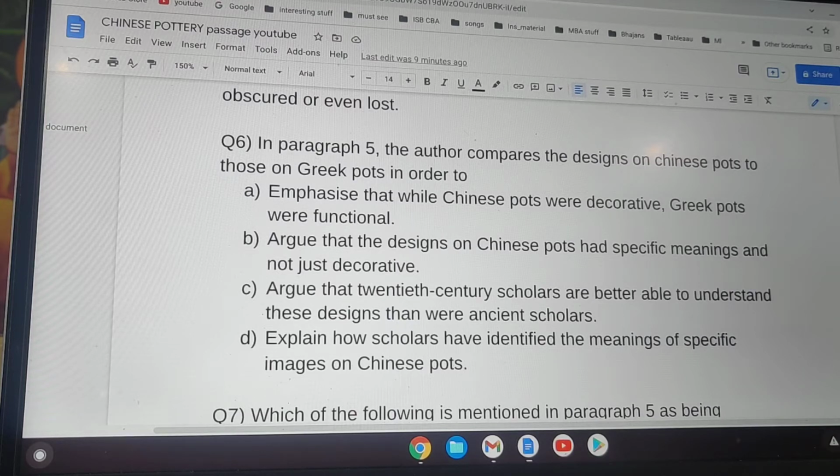Argue that the 20th century scholars are better able to understand. See, this is a big trap. They are not telling you any details about the scholars. They are not telling you what 20th century scholars are doing and what ancient scholars used to do. So this is obviously a wrong answer. That's a trap. Explain how scholars have identified the meaning of specific images. See, it's not said that scholars have played this role or that role, or what they helped in identifying. So this is again a trap. So B is our answer.